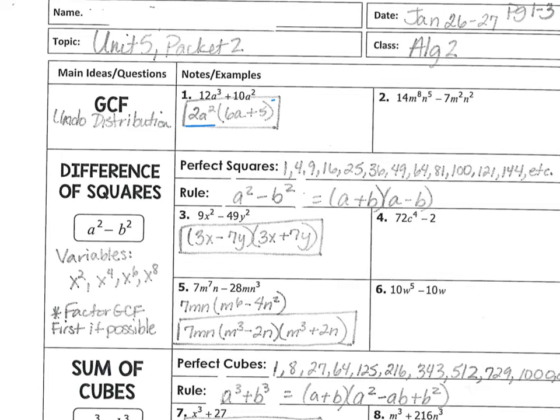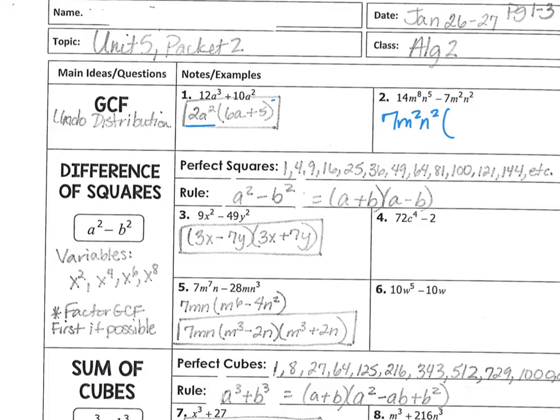Okay, so problem 2, same kind of thing. You're going to look for your GCF. 14 and 7 can both be divided by 7, so that's the first part. They both have a letter m, and I'm going to go m squared because that's my smallest exponent. My exponents are 8 and 2, so I'm going with 2. For the n's, I have 5 and 2. They both have that letter, so we're going to do n squared. That's your GCF. That goes out front.